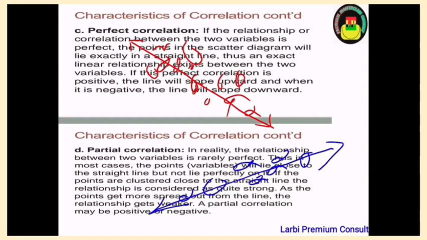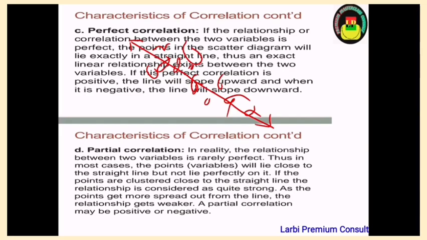So in reality, the relation between two variables is rarely perfect. In most cases, the points will lie close to the straight line, but not lie perfectly on it. Most of the values will be very close, but it is not the case that all of them are close.